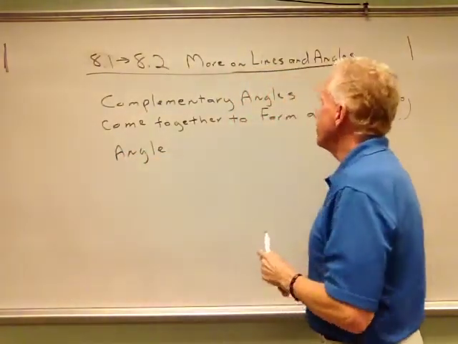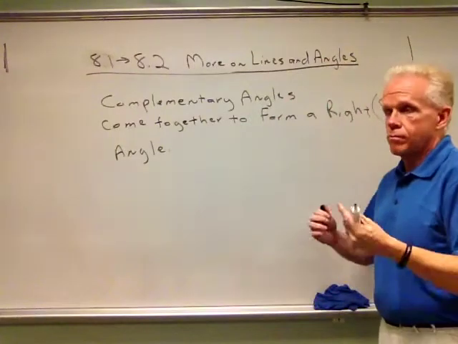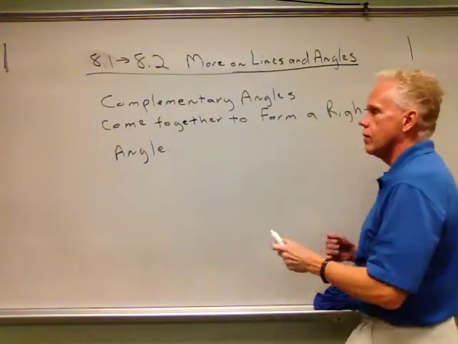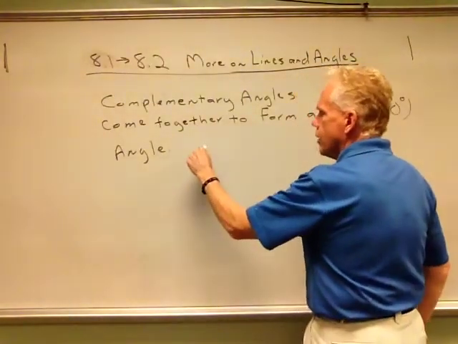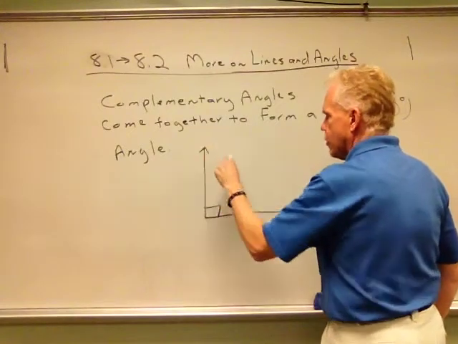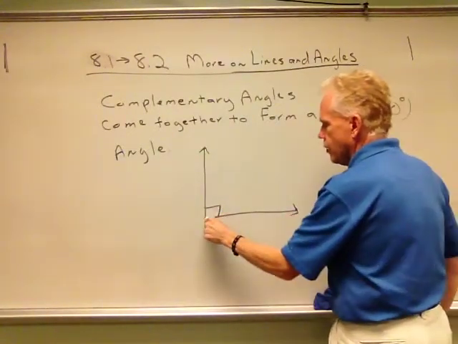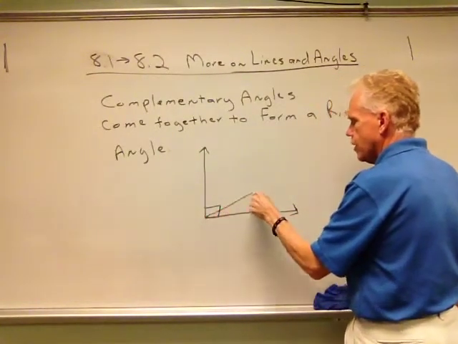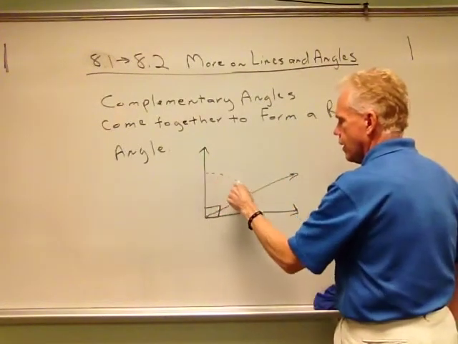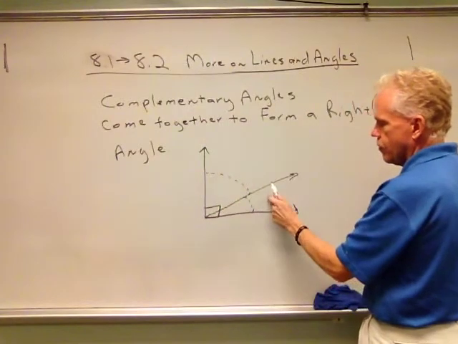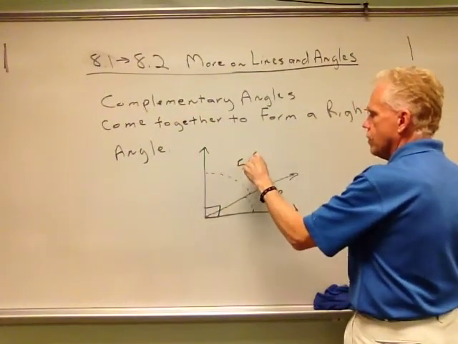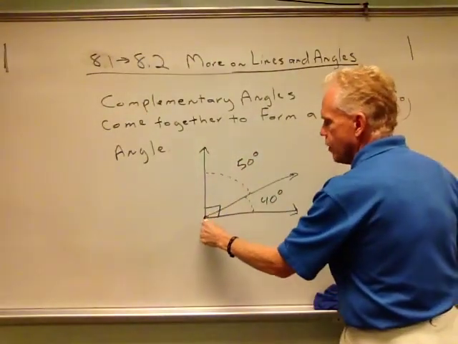So two complementary angles come together to form a 90-degree angle. If we're drawing it, let's draw ourselves this nice right angle here, and put another angle in it. Let's pretend this one right here is 40 degrees, and this one right here is 50 degrees. We'll label these angles.